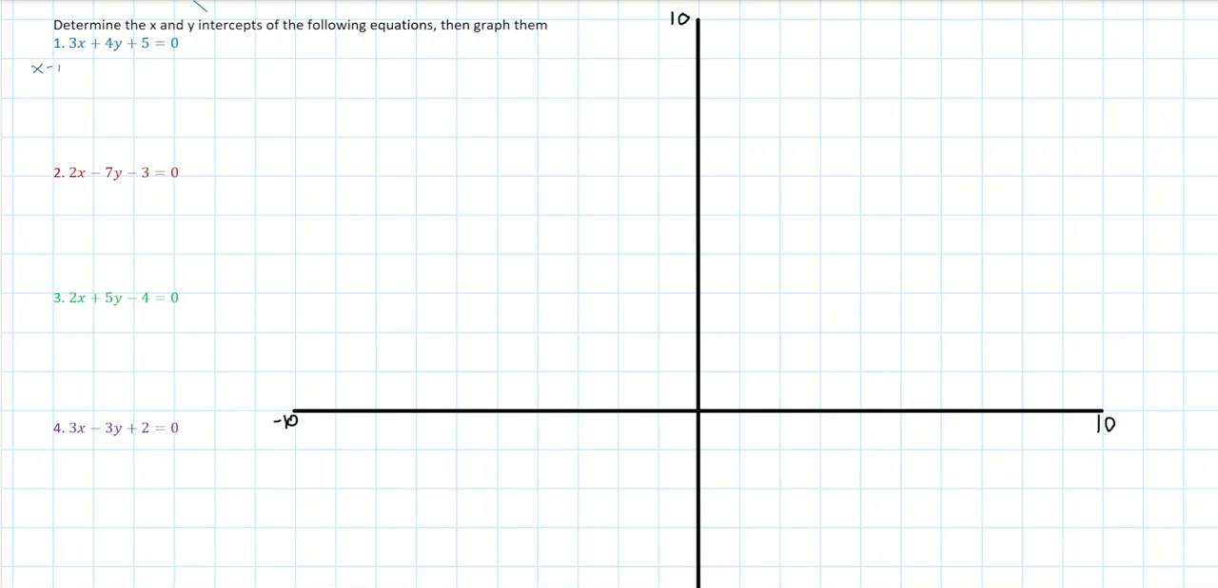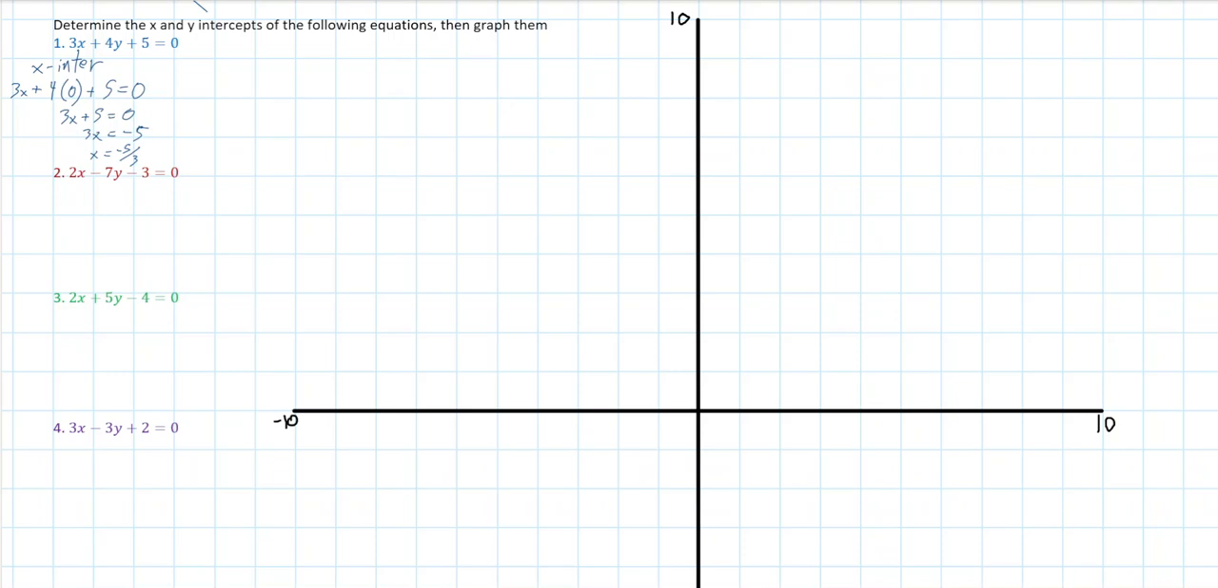So for the x-intercept, for the blue one here, you're going to make y equal to 0. So 3x plus 4, and then y is 0, so y equals 0, plus 5 equals 0. So now you solve for x: 3x plus 5 equals 0. Then you go 3x equals negative 5, so you subtract 5 to move it over, and then you divide by 3 on both sides. So you get negative 5 over 3, and that is our answer for the x-intercept.